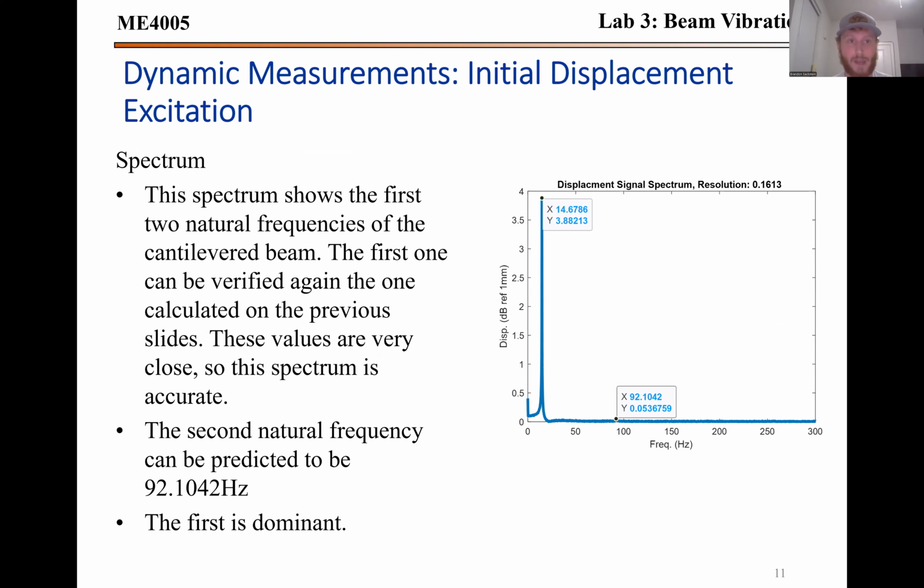And then here we have the spectrum analysis, and here you can see that the dominant value, the first frequency gathered, is very close to the one that we gathered previously, and then you can see the second one is about 92 hertz.